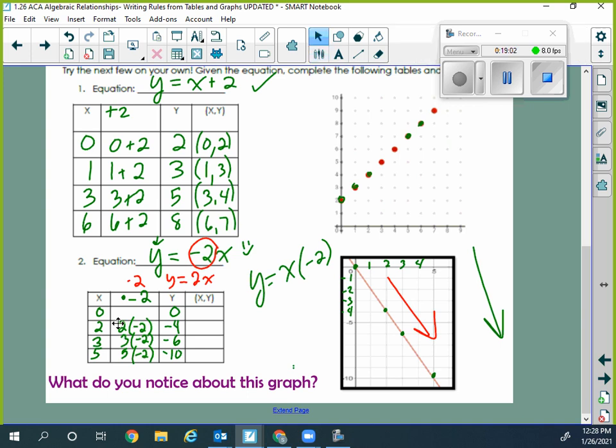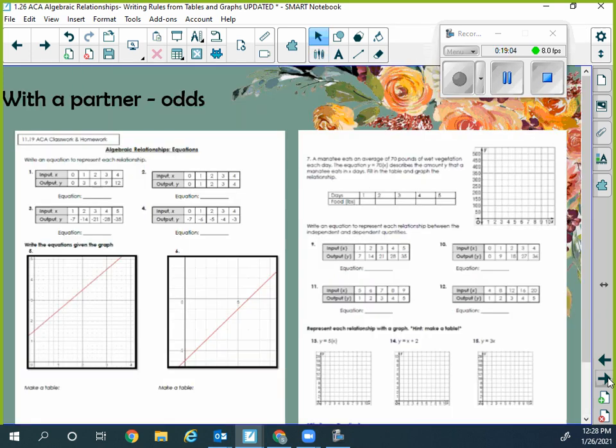Okay, I think you are ready to try these on your own. If you look at the next 2 pages, it looks like a lot. I don't want you to do all of them, just the odds. Just the odds, okay? And then we will check.